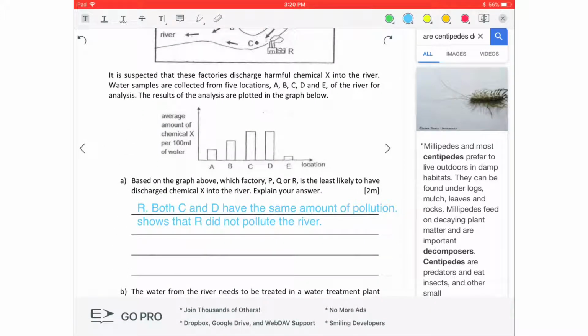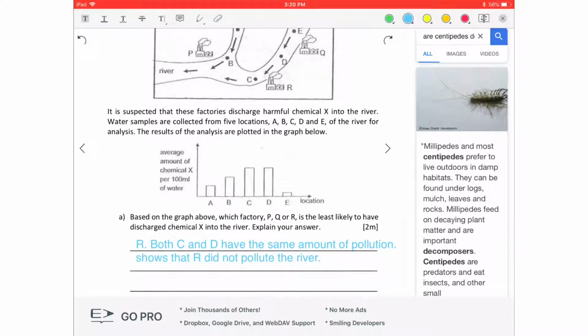Okay, so both C and D have the same amount of pollution, and it shows that R did not pollute the river. No, you see, C and D, same, you know. R is in the middle. Right? If R polluted the river, C would be more than D. But you see, from D, you already have this amount. But here, nothing much. How come D got a lot?